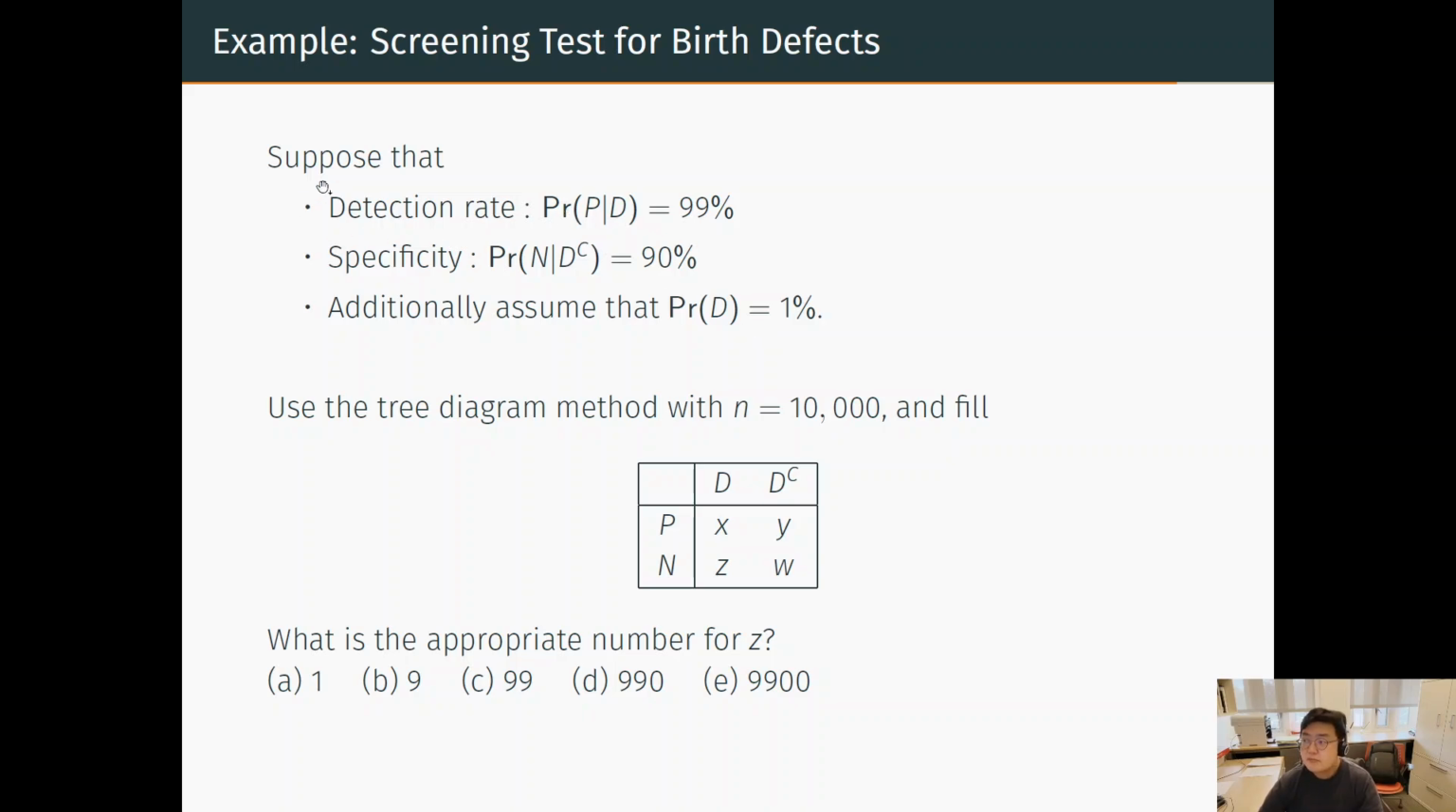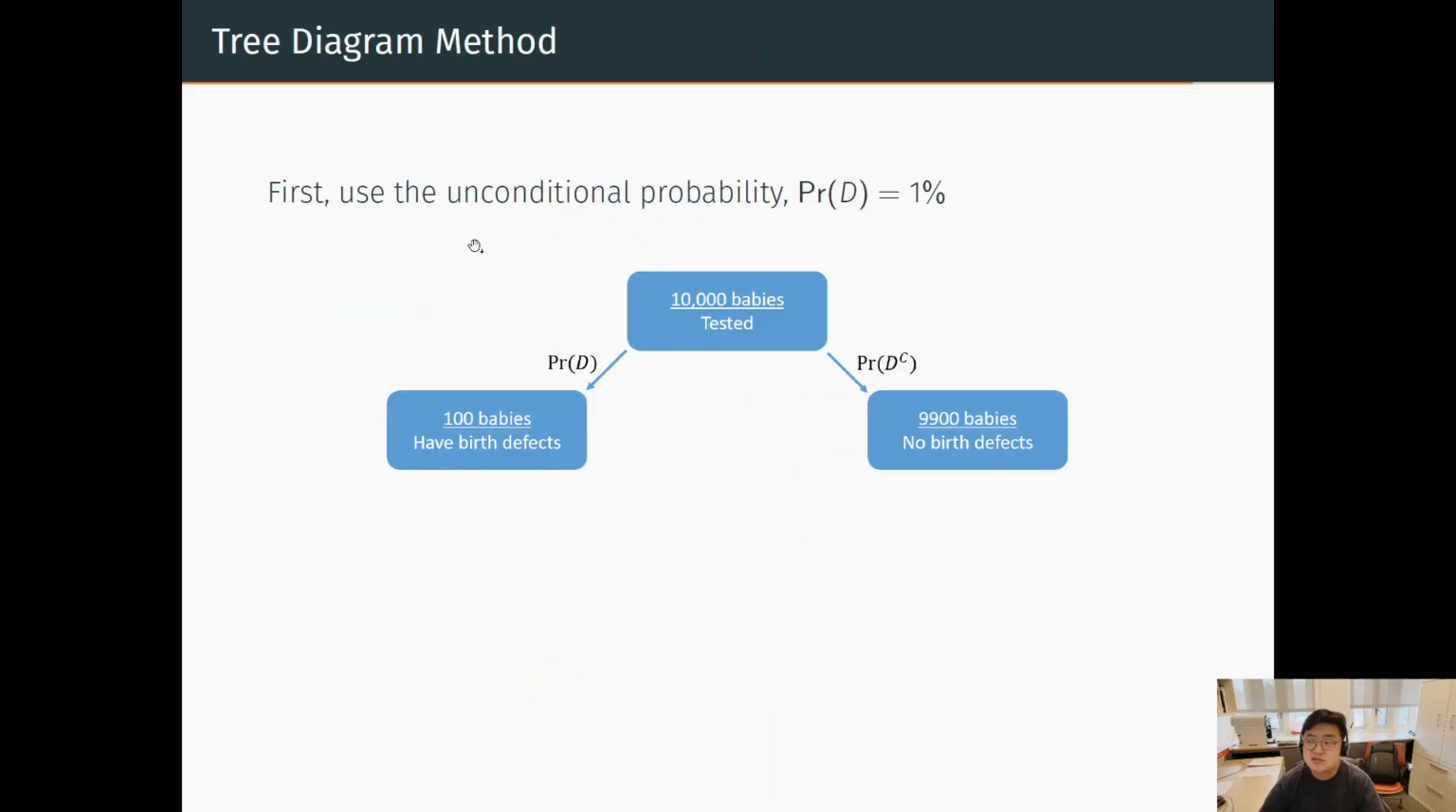So I am going to do the tree method from 10,000. So start from 10,000 baby samples. All right. Then 1% is the probability of defects. So 1% of 10,000 is 100. So 100 babies do have birth defects. And then the other 9,900 babies do not have any birth defects.